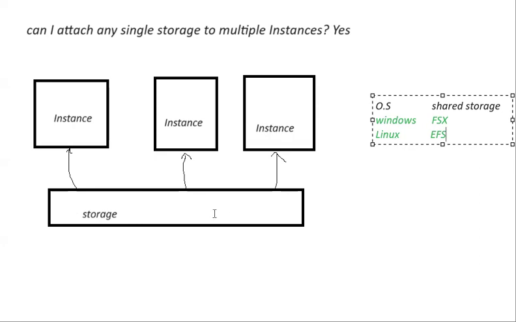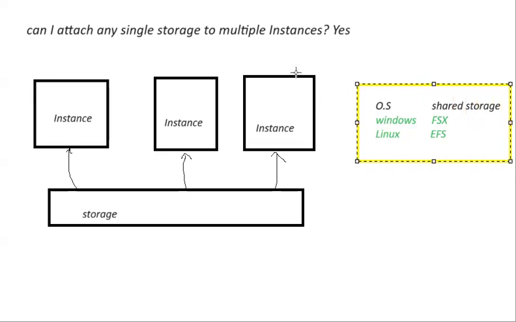Let's say all my instances are Windows only. Windows servers. Windows OS is installed in all my instances. Then what is the shared storage that I use? I'm going to use FSx as the shared storage. Now let's say EFS is used as the shared storage, and these are all Linux EC2 instances.